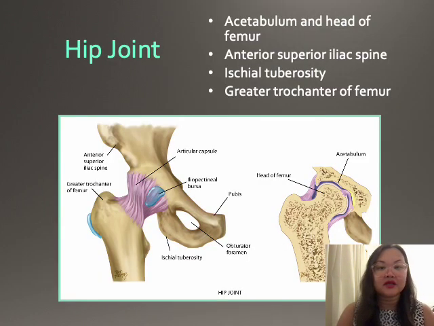We have the hip bone coming together with the acetabulum, which receives the head of the femur. It comes together at the anterior superior iliac spine, the ischial tuberosity, and the greater trochanter of the femur. So coming together, we have the hip. And this is another ball and socket joint, just like our shoulder. So we have that movement again across many axes.